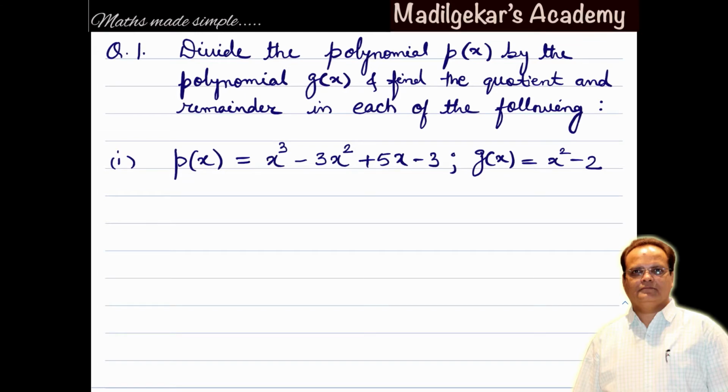Divide the polynomial p of x by the polynomial g of x and find the quotient and remainder in each of the following. So in the first example, p of x is a cubic polynomial, whereas g of x, the divisor, is a quadratic. Write the divisor and dividend in their respective places. So x cube minus 3x square plus 5x minus 3. The divisor is x square minus 2.